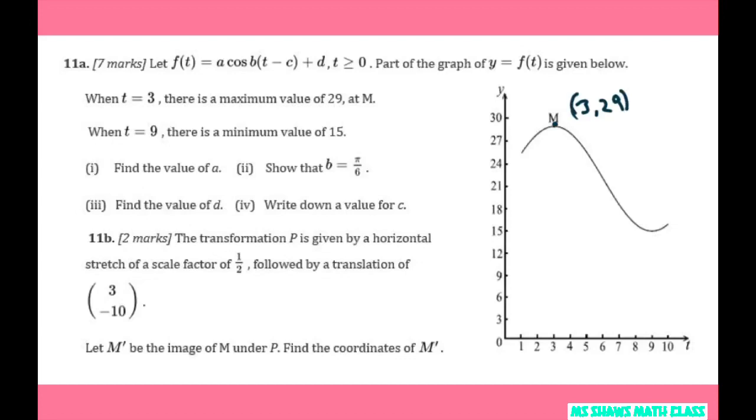And then there's a minimum value here at t equal 9. You want to call that N, you can. This would be 9 comma 15. Find the value of a. So that is your amplitude. So basically, we're going to do our center line, our midline, and find the amplitude.